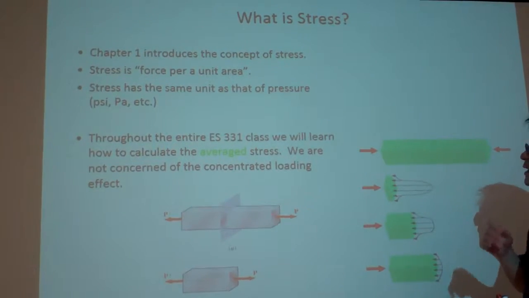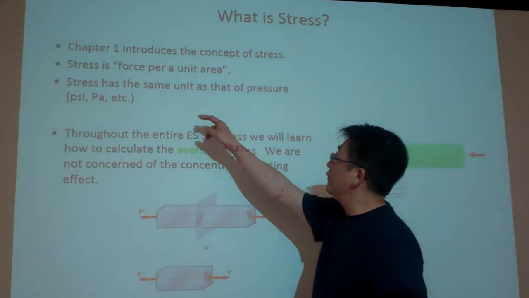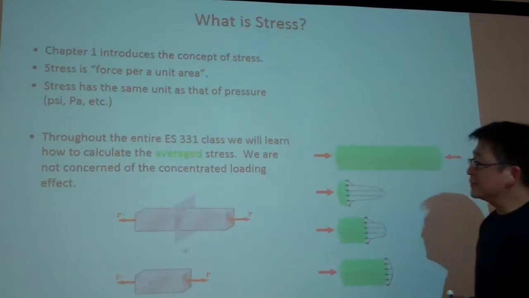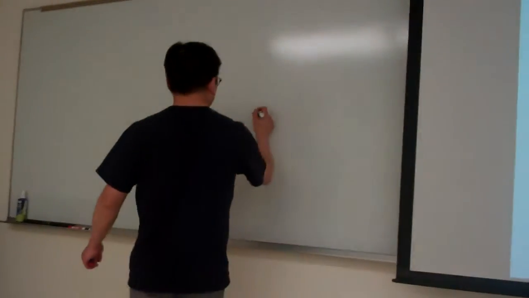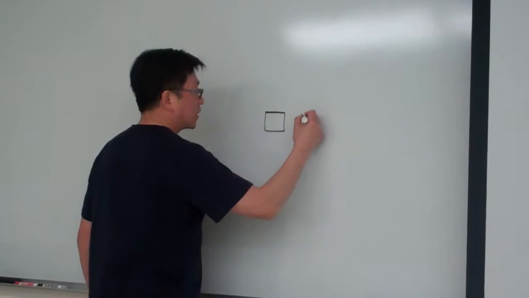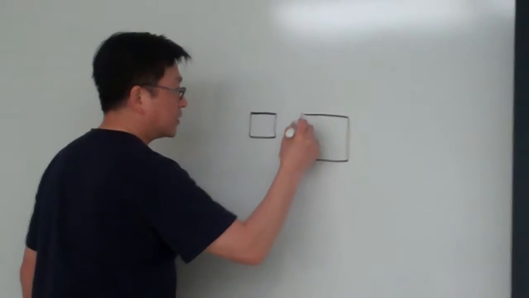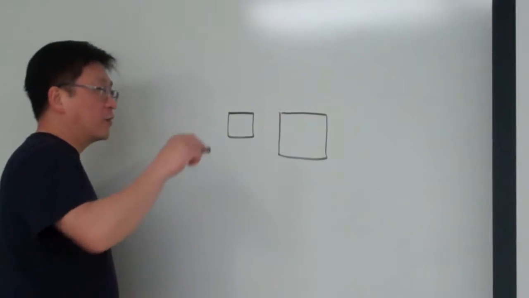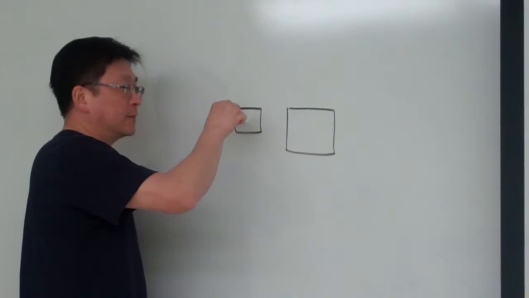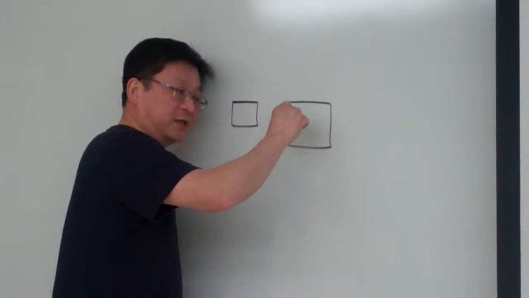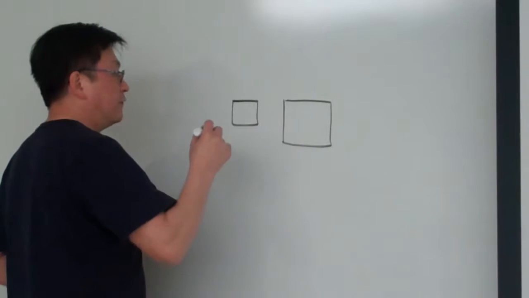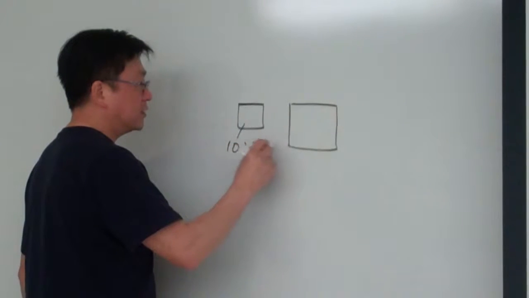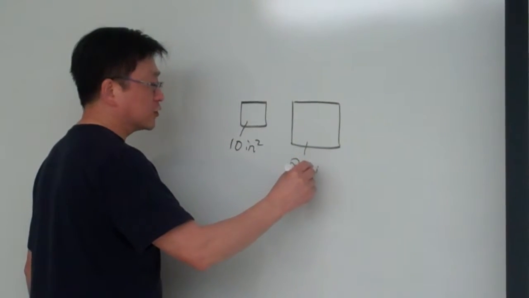Basically, stress is, by definition, force per unit area. So, for example, let me make one example. If we consider two sides of the area, say I apply 100 pounds here, then apply the same 100 pounds here. Then per our definition, let me say this area is 10 inch square, and this one is 20 inch square.